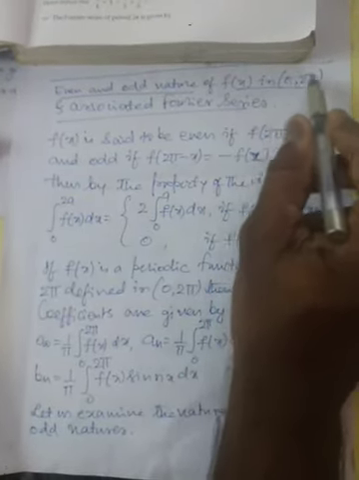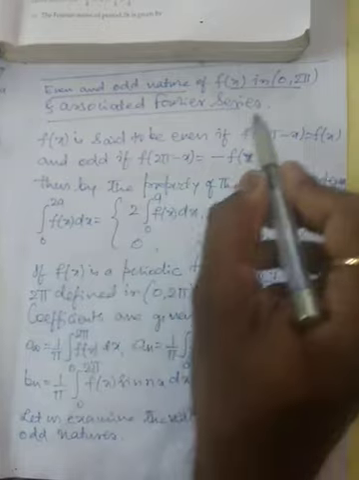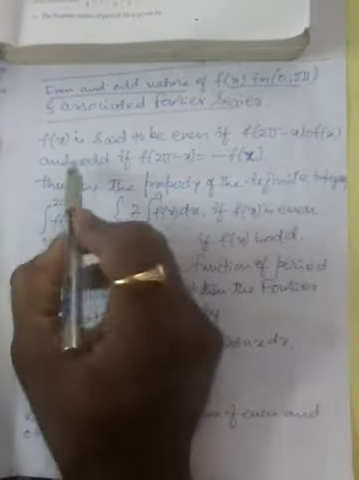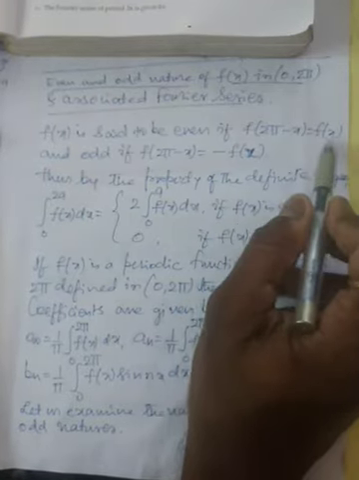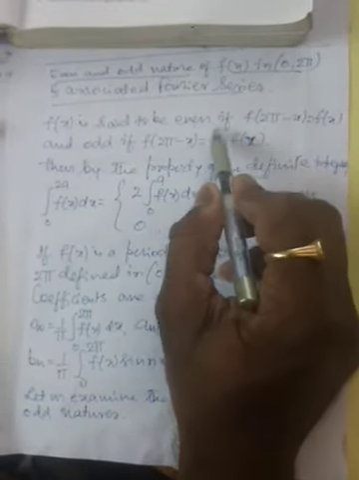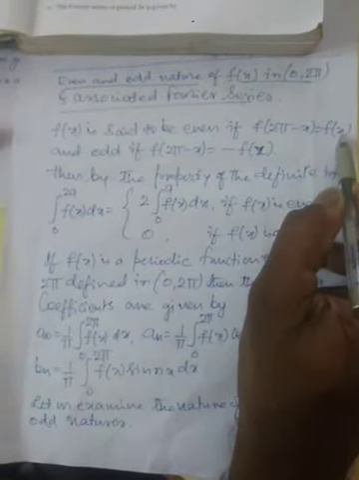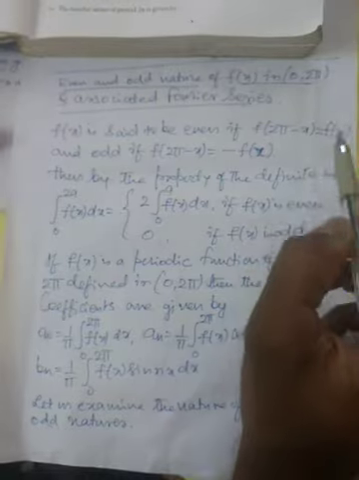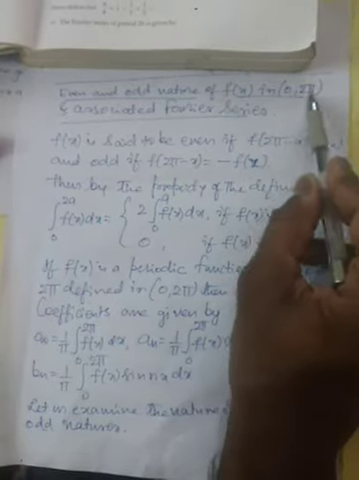This is the particular interval. Hence, we shall go for the definition of even and odd function in the interval 0 to 2 pi. We know that f of x is said to be even if f of 2 pi minus x equals f of x. Earlier we discussed that f of x is said to be even if f of minus x equals f of x, because there was no interval. That was the general condition. Now we are discussing the particular interval 0 to 2 pi.